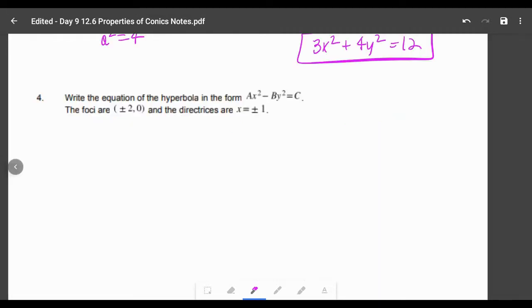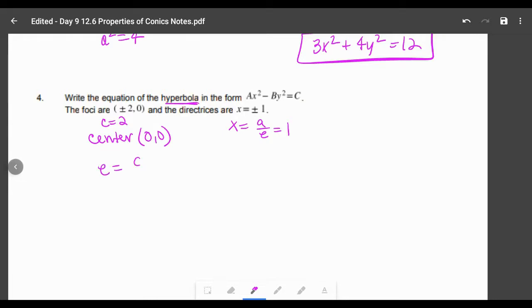For the last problem, we have to come up with an equation of a hyperbola. And we know the focal points are at plus or minus 2, 0, so that tells you that c is equal to 2. And the directrices are at x equals positive 1 and negative 1. So I know that x is equal to a over e, which is now equal to 1. All right, I know another thing is that the center is at 0, 0, because the focal points are 2 units away from 0, 0.